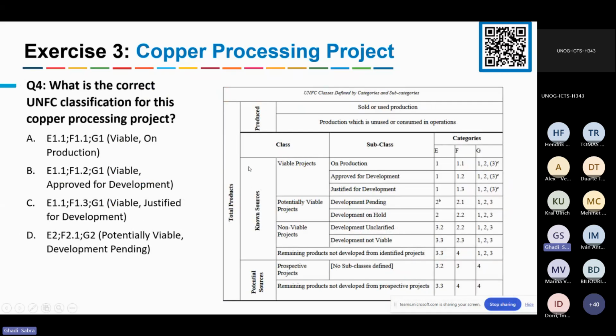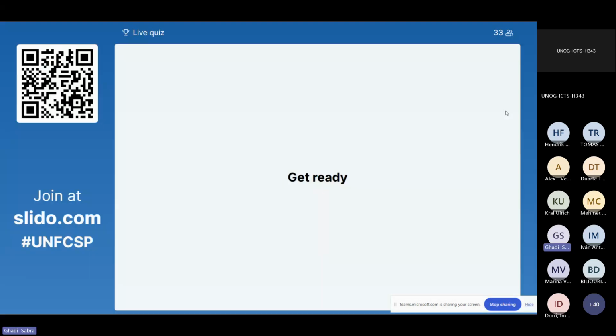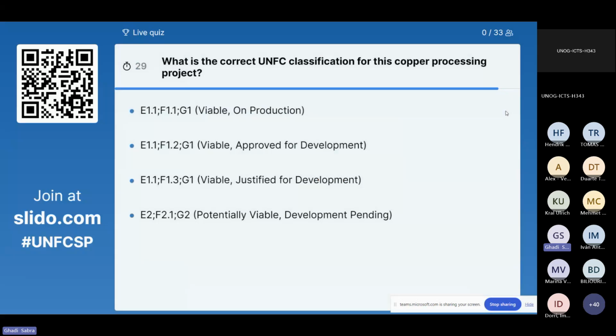And now let's sum everything into an overall classification of the project itself. What is the UNFC classification of this copper processing project? Is it 1.1, 1.1, 1.1, or 2, 2.1, 2? Let's keep in mind the top-down methodology. Is it a viable project on production, a viable project approved for development, viable and justified for development, or potentially viable with development pending?